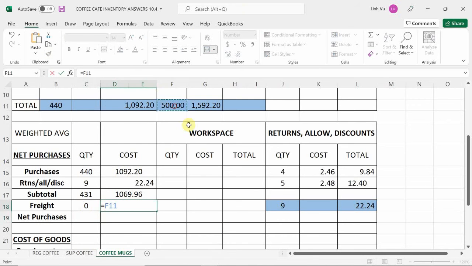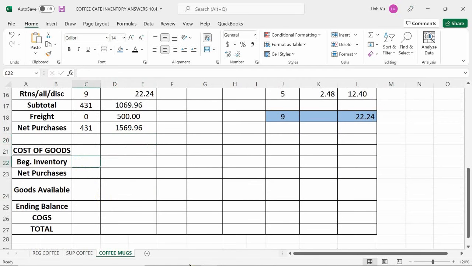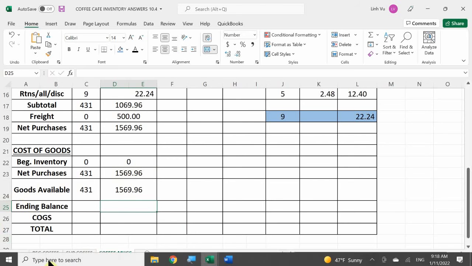So the freight cost was 500. Therefore, how much do I actually have in my total cost? 1569.96. So again, because we are assuming that we started our business as of June, we have no beginning inventory. Therefore, net purchases is copied down, and since there's no beginning inventory, your net purchases is going to be your total goods available.